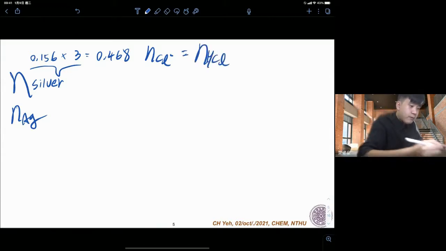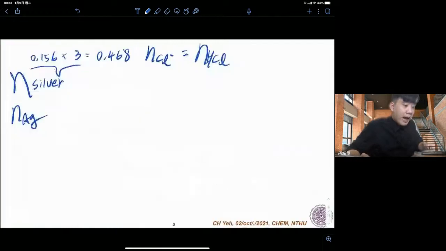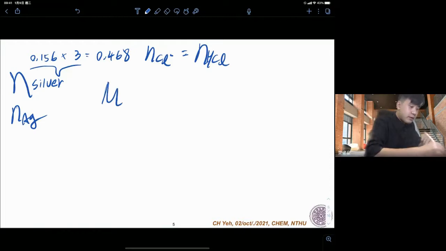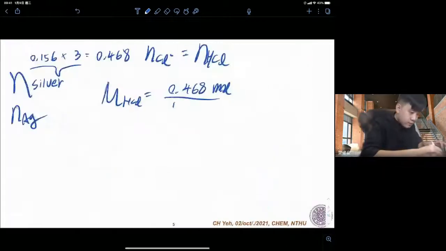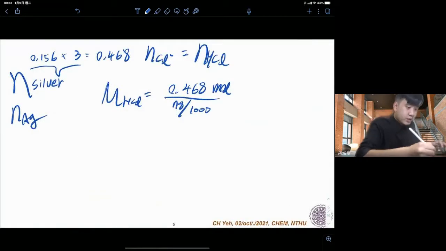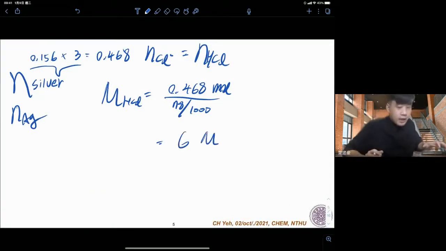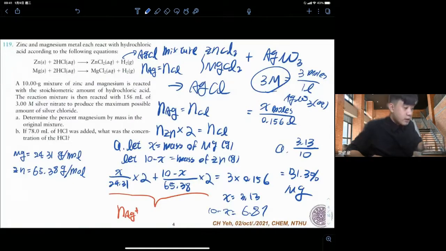Okay, so this is the moles of the chlorine ions, and it will be the same as the moles of HCl molecules. Then we can know that the molarity of HCl will be equal to this mole, divided by what? 78 ml. Because we have to change it into liters, so later on we can calculate it. This is 6 M of molarity. Okay, this is the end of problem 119.